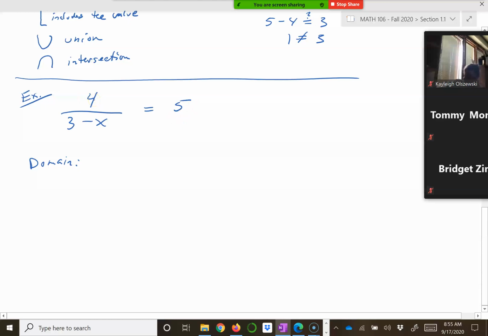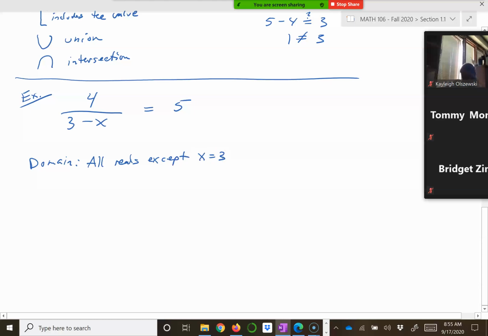So just from the work that we've done in the P sections, we could see just by looking at this that when x is equal to 3, you get a 0 in the denominator. So the domain, if you wanted to write it out in words, would be all reals except x equals 3.